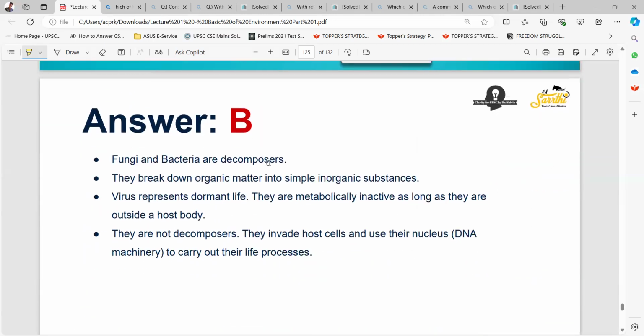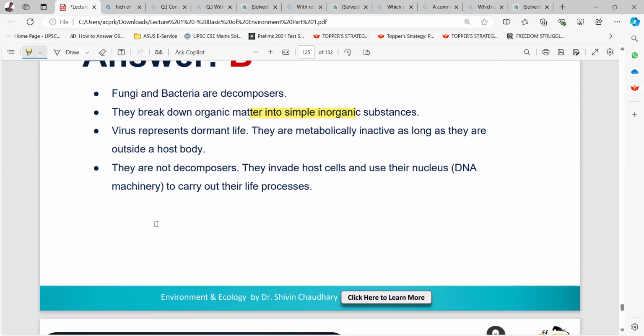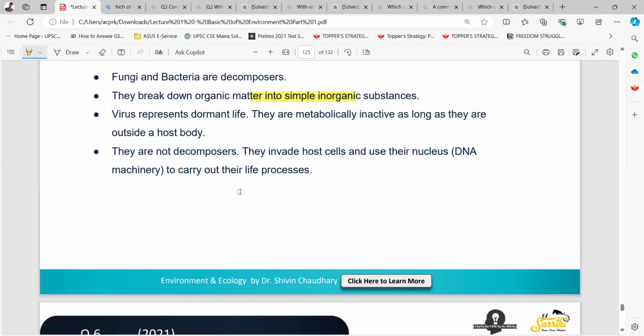Fungi and bacteria are decomposers. They break down organic matter into simple inorganic substances. Viruses represent dormant life. They are metabolically inactive as long as they are outside a host body. They are not decomposers. Viruses are not decomposers. They invade host cells and use their DNA machinery to carry out their life processes.